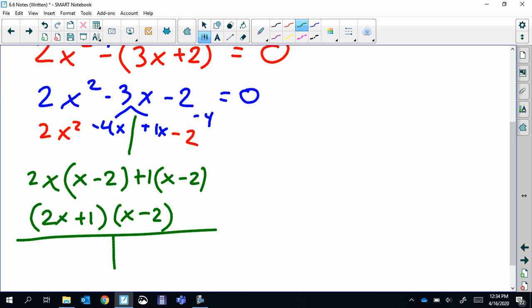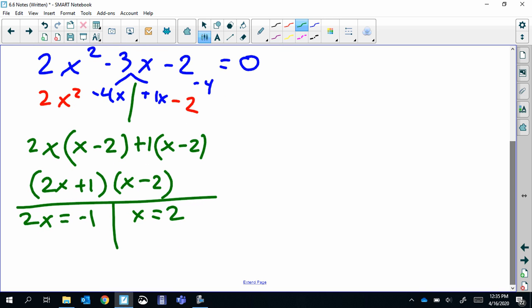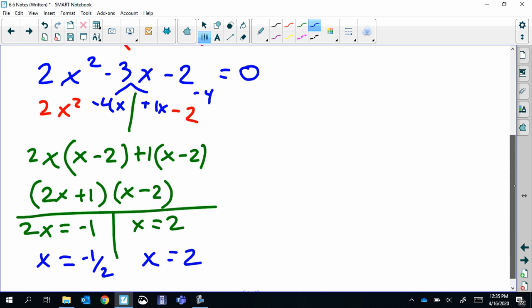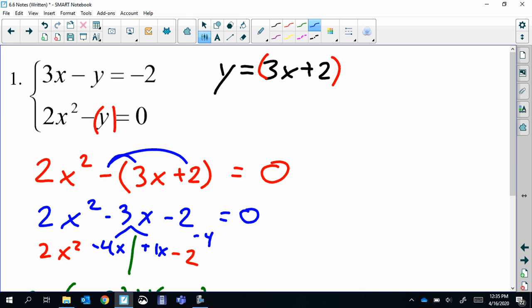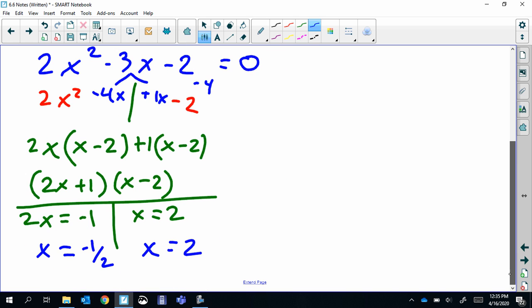And now since we are solving this, we need to solve each piece. x equals +2, and 2x equals -1 when we move the constants over. So x equals -1/2 and x equals 2. For these, since it's a system, it means we need x and y. We have 2 different x's. We need the y that goes with each of those.